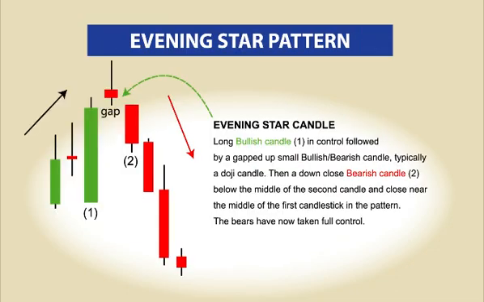Evening star pattern. A long bullish candle, 1, in control, followed by a gapped up small bullish or bearish candle, typically a doji candle. Then a down close bearish candle, 2, opens below the middle of the second candle and closes near the middle of the first candlestick in the pattern. The bears have now taken full control.